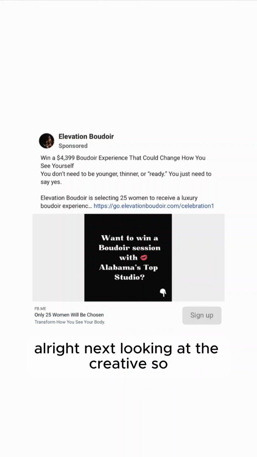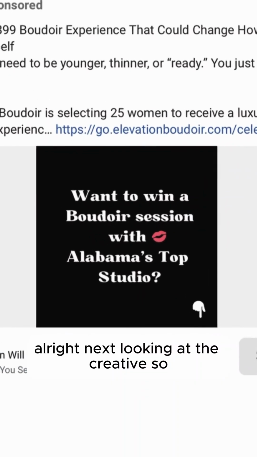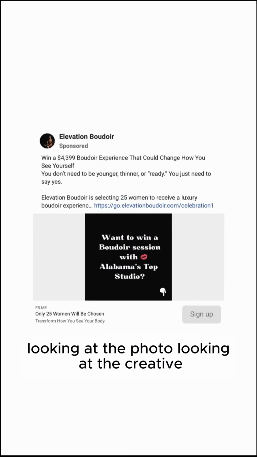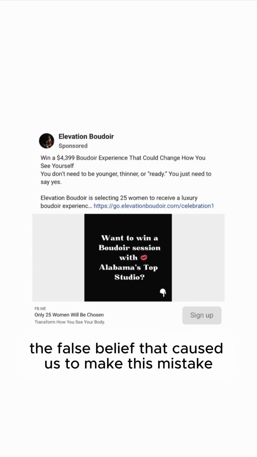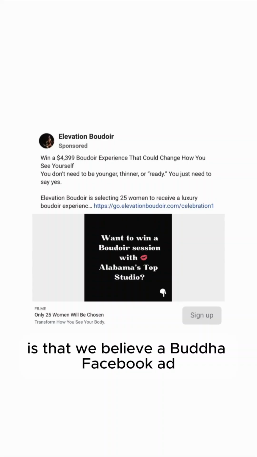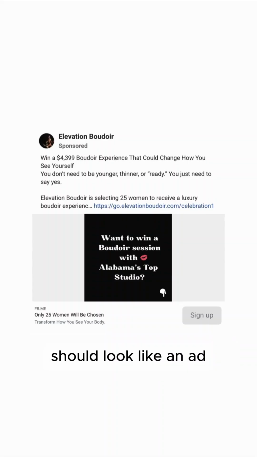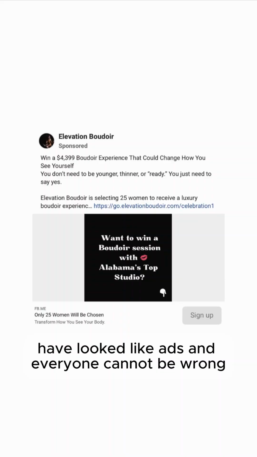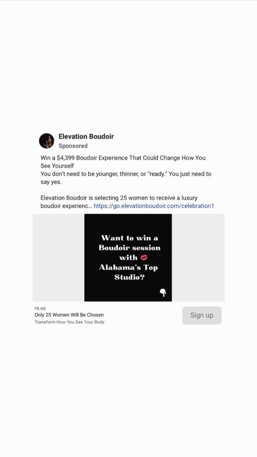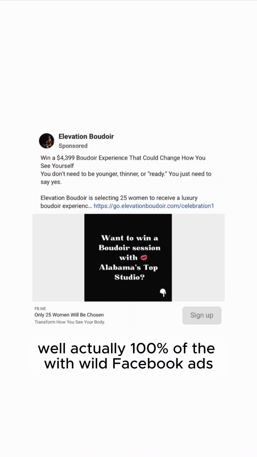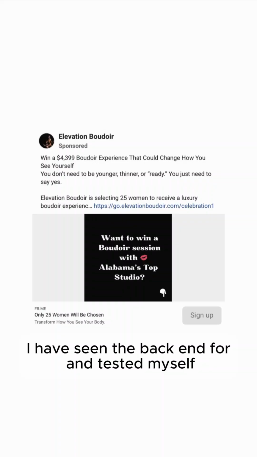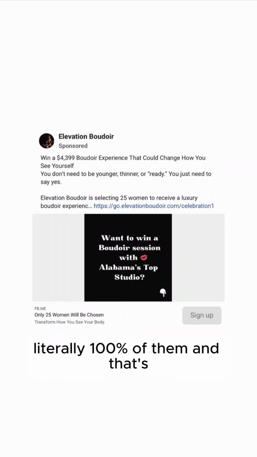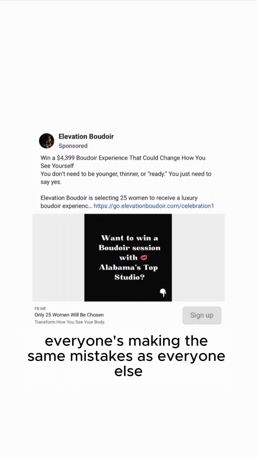All right, next, looking at the creative. All right, let's see, looks like an ad mistake. Looking at the photo, looking at the creative. The false belief that caused us to make this mistake is that we believe a Boudoir Facebook ad should look like an ad, because all the other Boudoir Facebook ads we've seen have looked like ads, and everyone cannot be wrong, can they? Well, actually, 100% of the Boudoir Facebook ads I have seen the back end for and tested myself have had BLCS, literally 100% of them. And that's because everyone's making the same mistakes as everyone else.